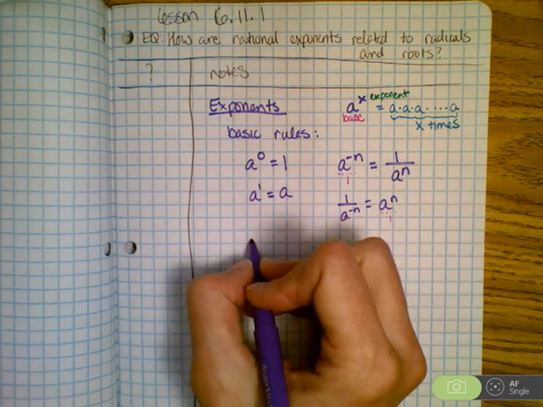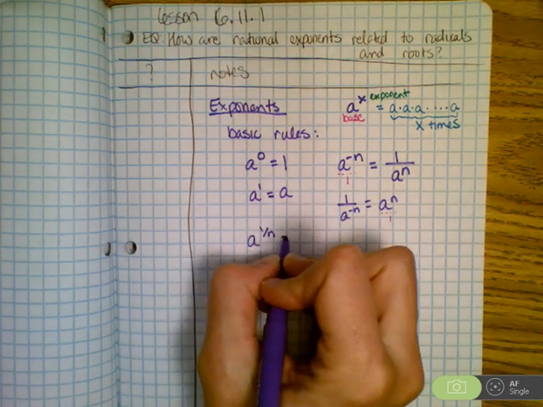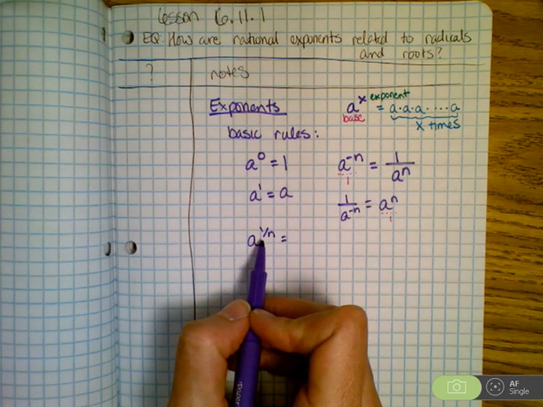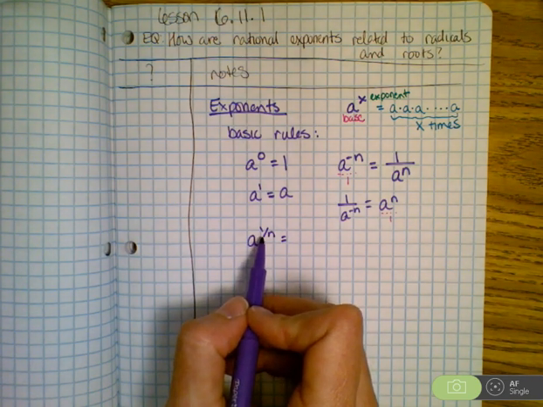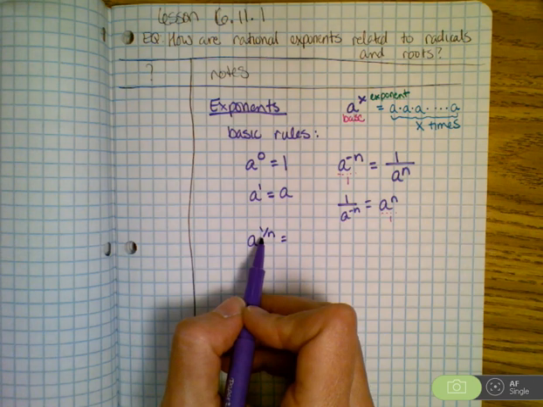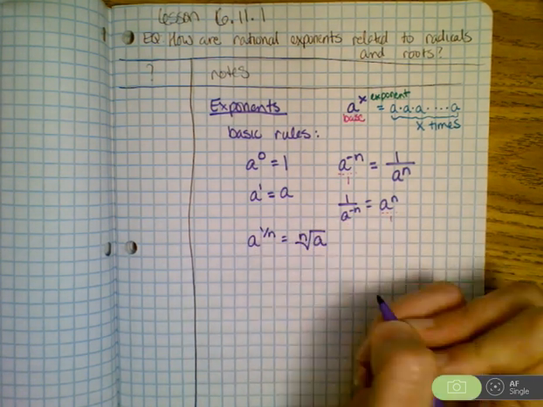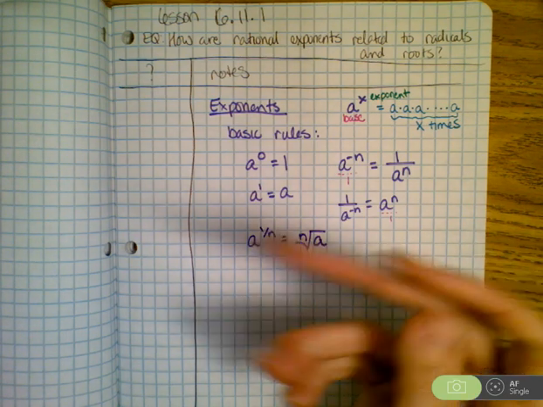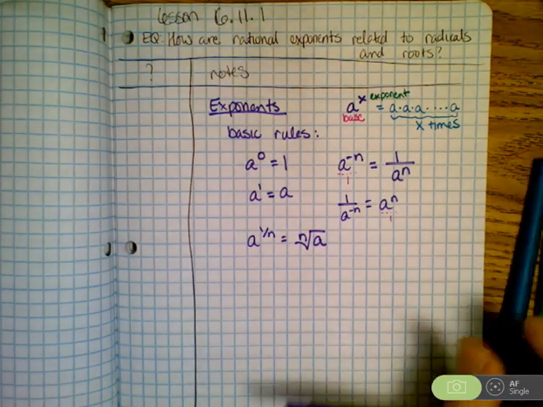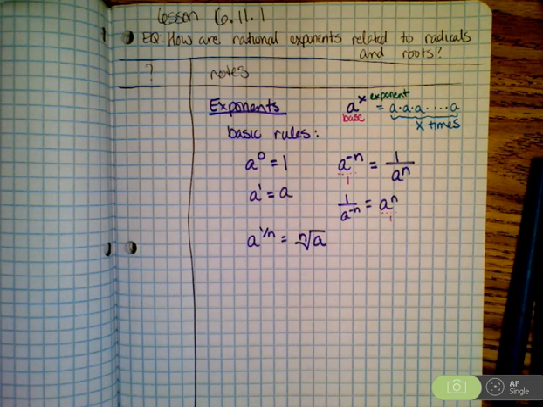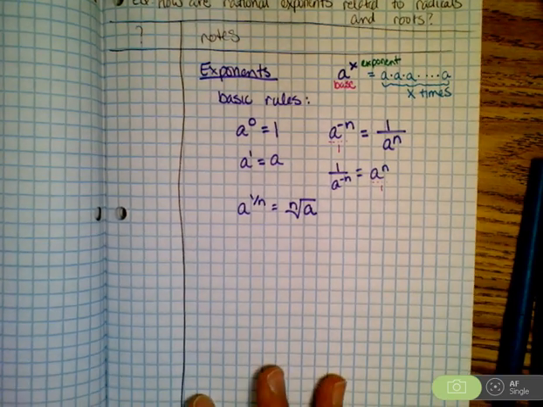And the last one that you may or may not remember from Algebra 1 takes us into today's lesson, which is rational exponents. Rational, remember, is another word for fraction. So a to the 1 over n is the same as the nth root of a. We'll get into using all of these in a couple minutes, but I want to get all the rules out first, and then I'll show you a bunch of examples.